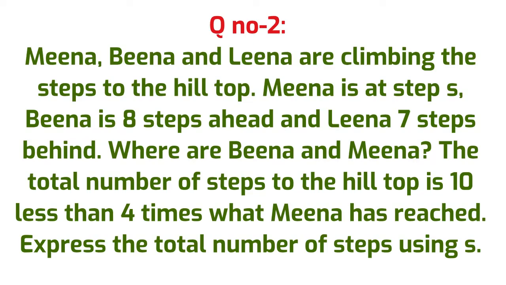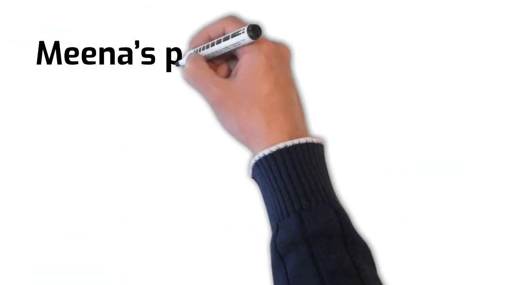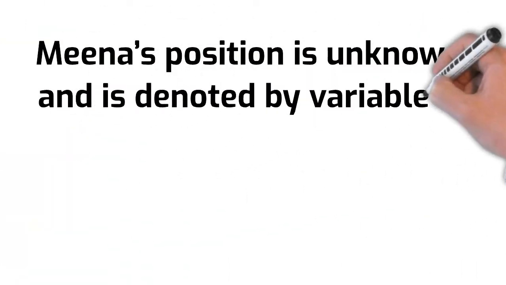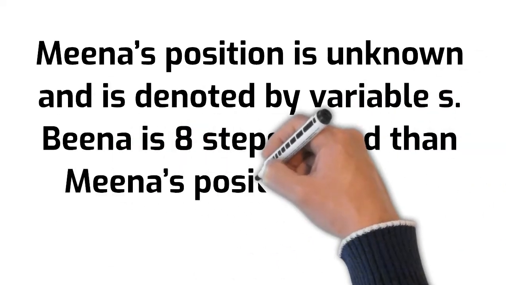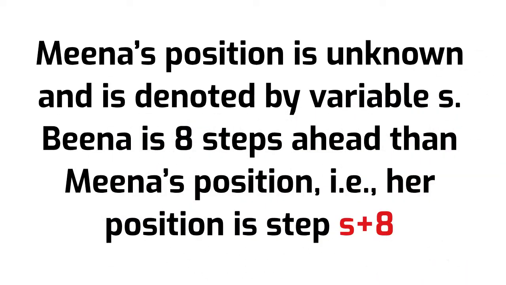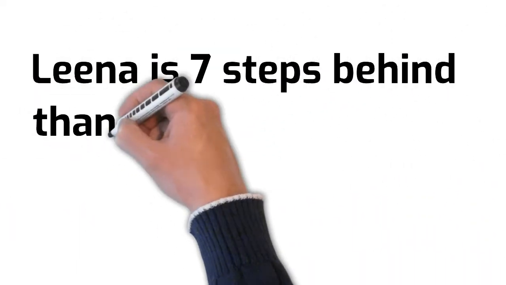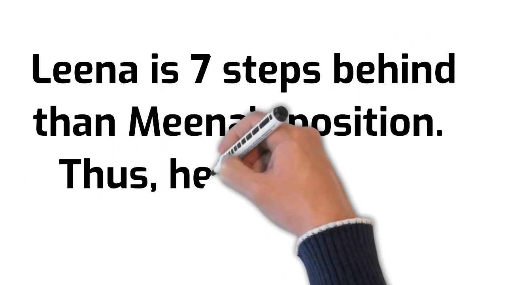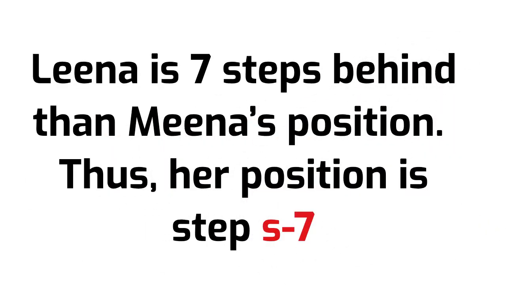We can get the answer like this. Meena's position is unknown, denoted by variable S. Bina is 8 steps ahead of Meena's position. That is, her position is step S plus 8. Leena is 7 steps behind Meena's position. Thus, her position is step S minus 7.